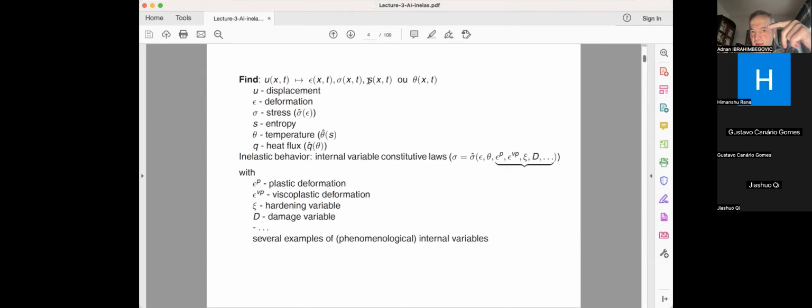But internal variables like these, the plastic strain epsilon P, viscoplastic strain epsilon VP, hardening variable Xi, and damage variable D, are characterized by the same type of parabolic differential equation in terms of their evolution in time. In other words, they have a first derivative equal to something. And that something could be similar to what you get in the heat equation. In fact, the spreading of this internal variable is fully under control.